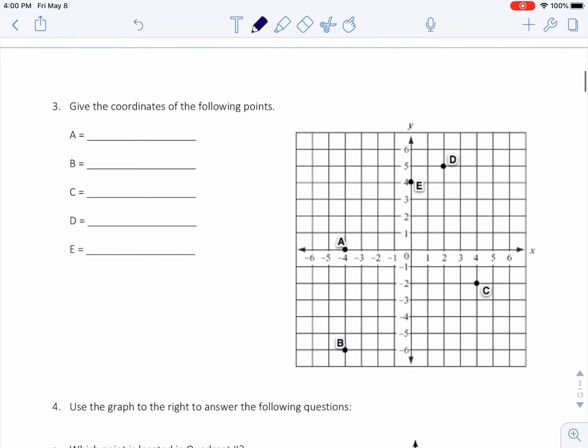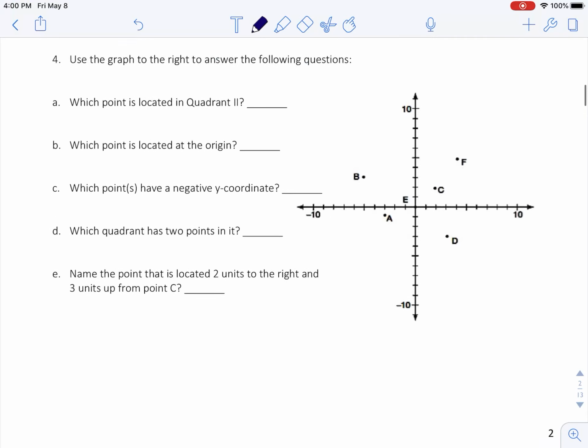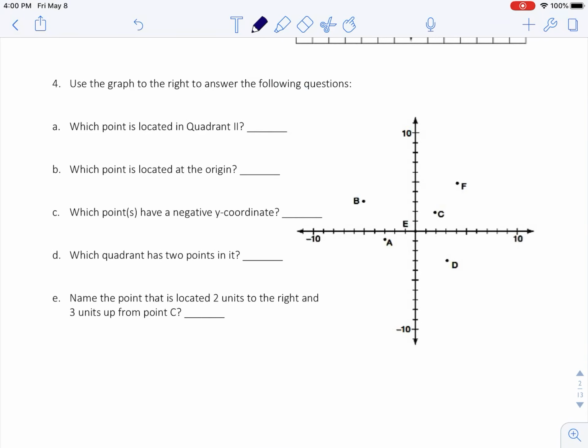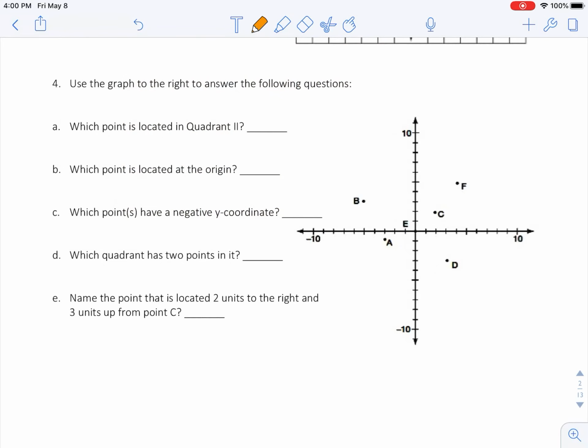And then on page 2, same idea for this part, okay? You should be able to do number 3, no problem. You do that one. And then you should also be able to do part 4. Let me just remind you about a couple things in part 4. It's going to talk about quadrants, right?